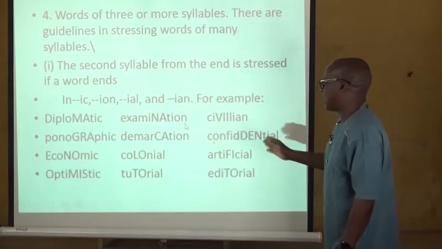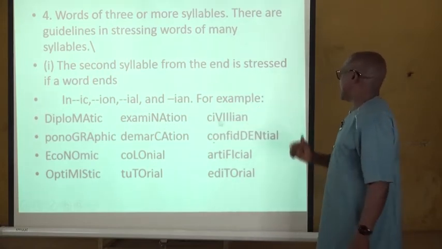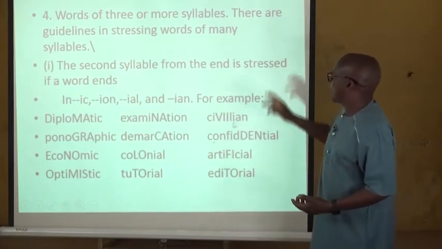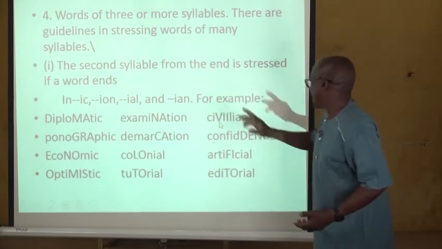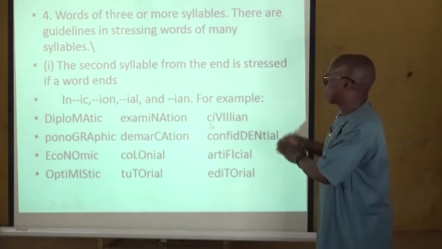Again, we have examination. Now, if a word ends with ION, again, you count from the rear, 1, 2. Examination has 5 syllables. The last syllables from the back are the ones that you count, and that is your answer. Okay? Then we have civilian. The same, 1, 2. That confirms the IAN, you count 2 from the back, just like the others.